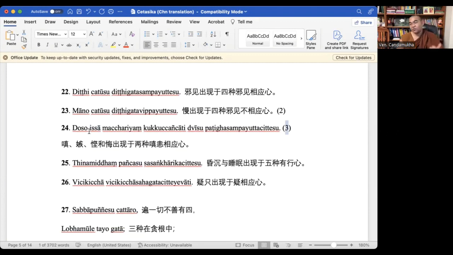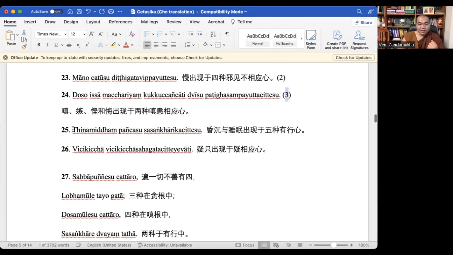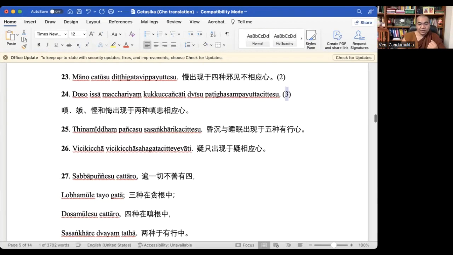In the moha group, one sampayoga naya. Lobha group, one sampayoga naya. And the dosa group, one sampayoga naya. Then another group is Thina and Middha, sloth and torpor, mental instability. Thina Middha means drowsiness, feeling of sleepiness.